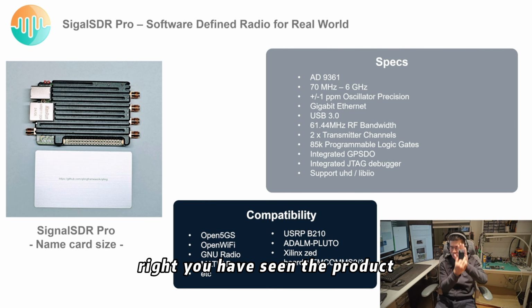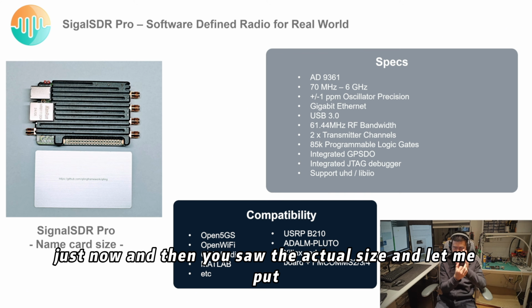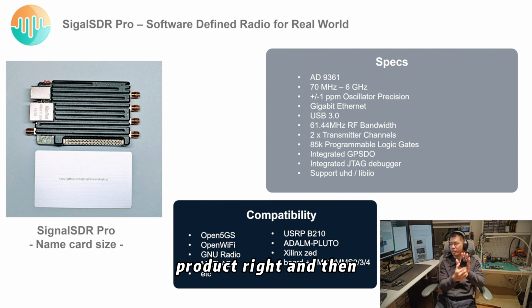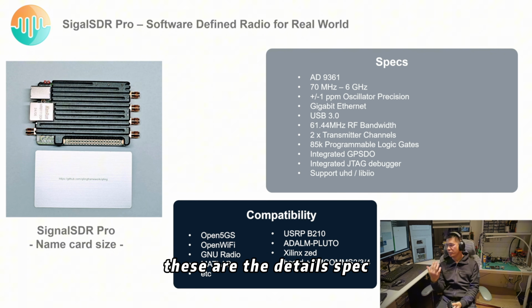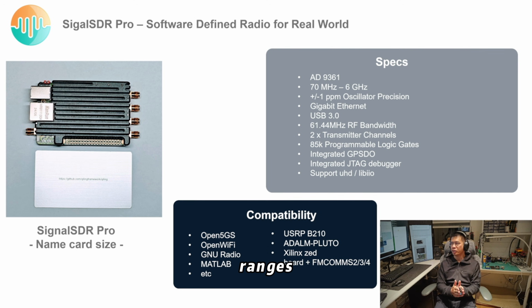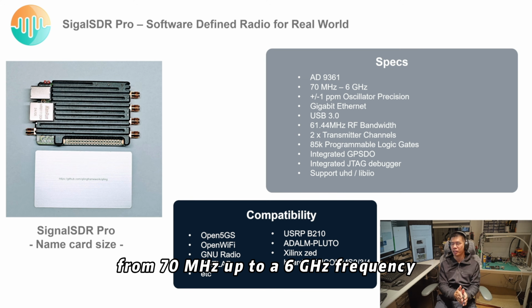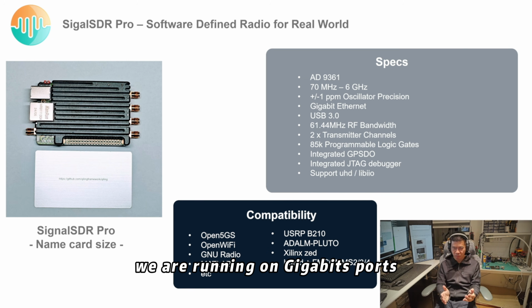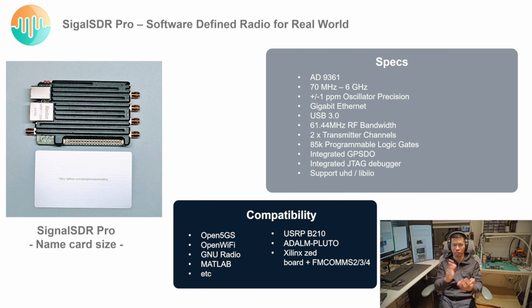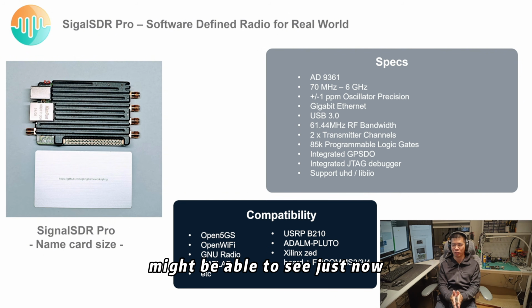All right, you have seen the product just now, and then you saw the actual size. Let me put it onto my palm, and this is the actual size of the product, right? And then these are the detailed specs, what kind of chipset that we are using. Range is from 70 megahertz up to 6 gigahertz. We are running on gigabit ports. We are running on USB 3.0. Of course, we do have a Type C port, as you might have seen just now.